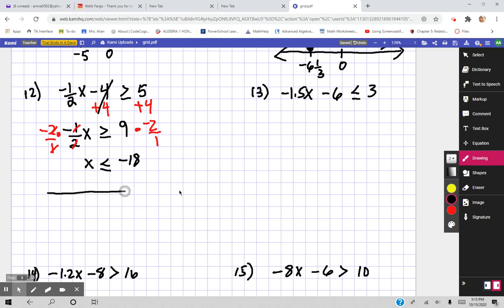So this gives us x is less than or equal to negative 18. 0, negative 18 will be somewhere on the left. This will be what? Open or closed circle? Closed circle is correct. So it's going to be negative 18 or less. Okay, keep going.